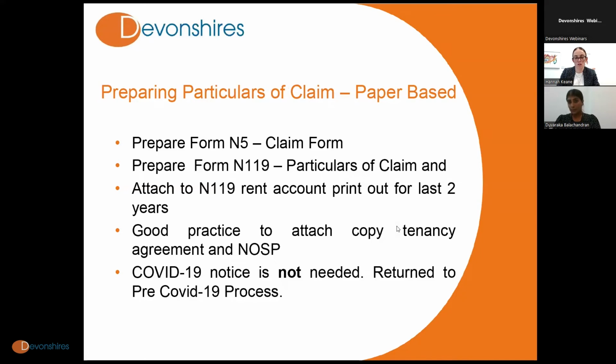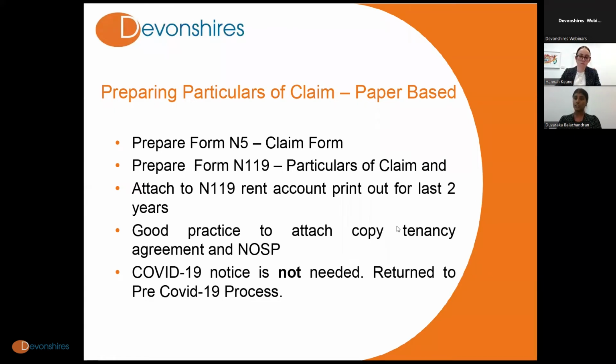Now we go on to the paper-based application, and this is simply by filling in the N5 claim form, the N119 claim, which is the particulars of claim, and then also you attach an N119 rent account, and then you print this out. So going back to that again, you do the N5 form, the N119 form, which is the particulars of claim, then you attach again the rent statement, tenancy agreement, and a NOSP.